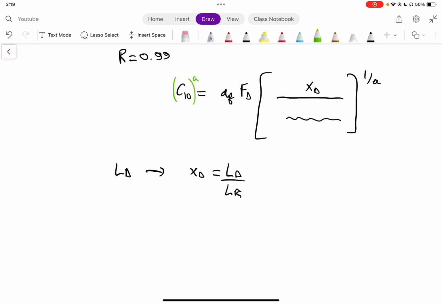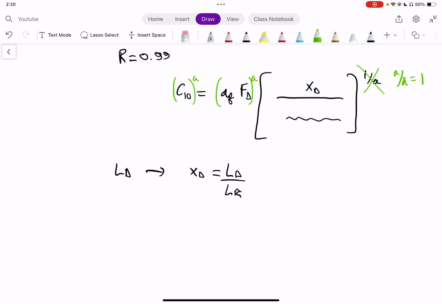I'm going to put C10 to the power of A, AF times FD to the power of A, all to the power of A, and then that would be A to the power of A, which would be to the power of 1, essentially. So this one would cancel, okay? So I'd be left with that, and then I can rearrange my equation to solve for XD.